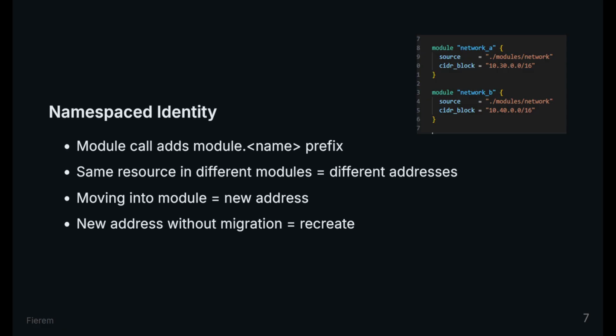Calling a module prefixes every contained resource with module.name. Two identical resource blocks in different modules produce different addresses because their module paths differ. Moving a resource into or out of a module changes its address, which breaks identity continuity unless state is migrated.